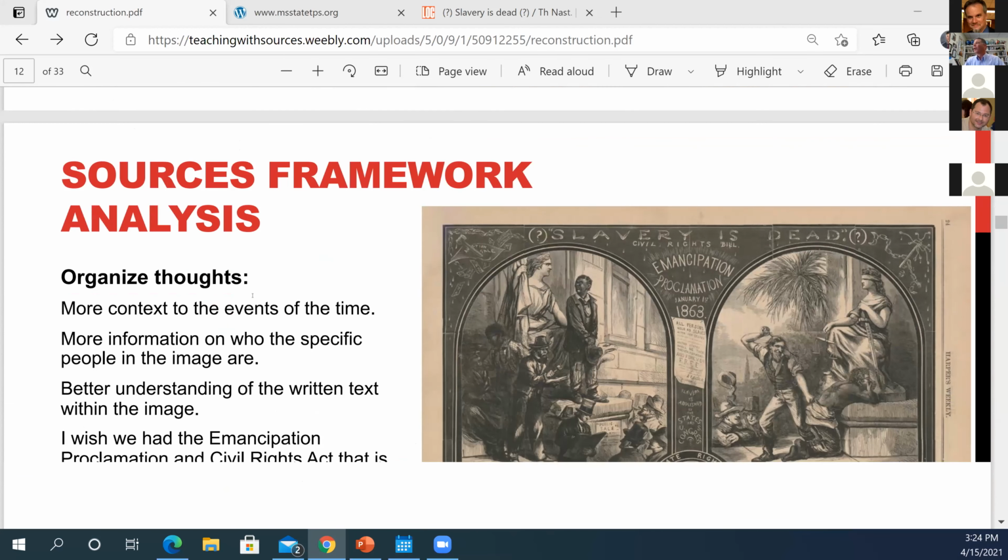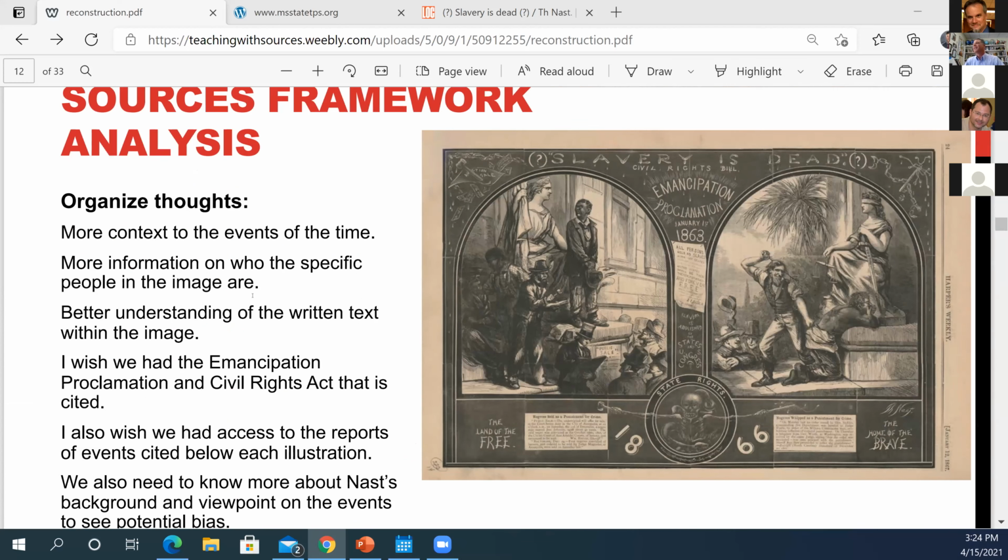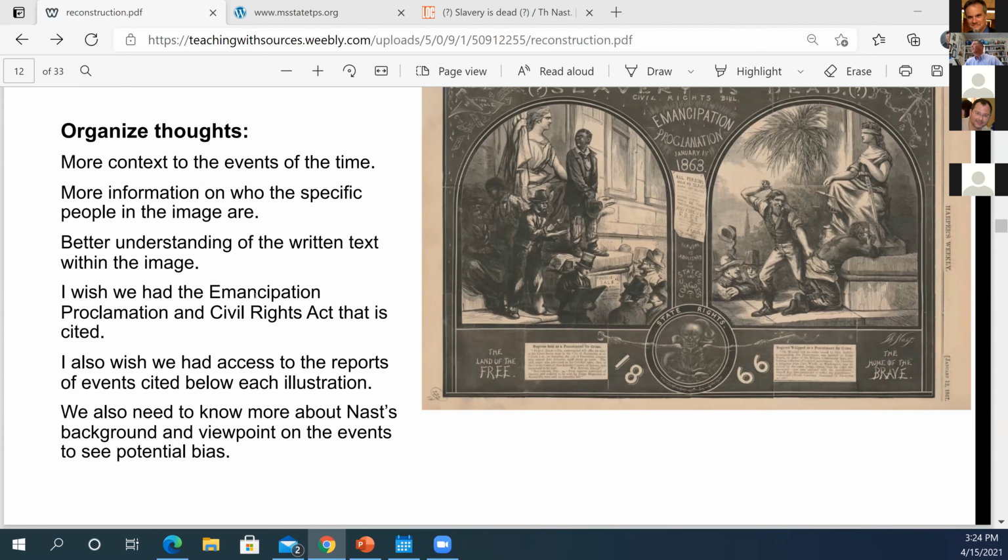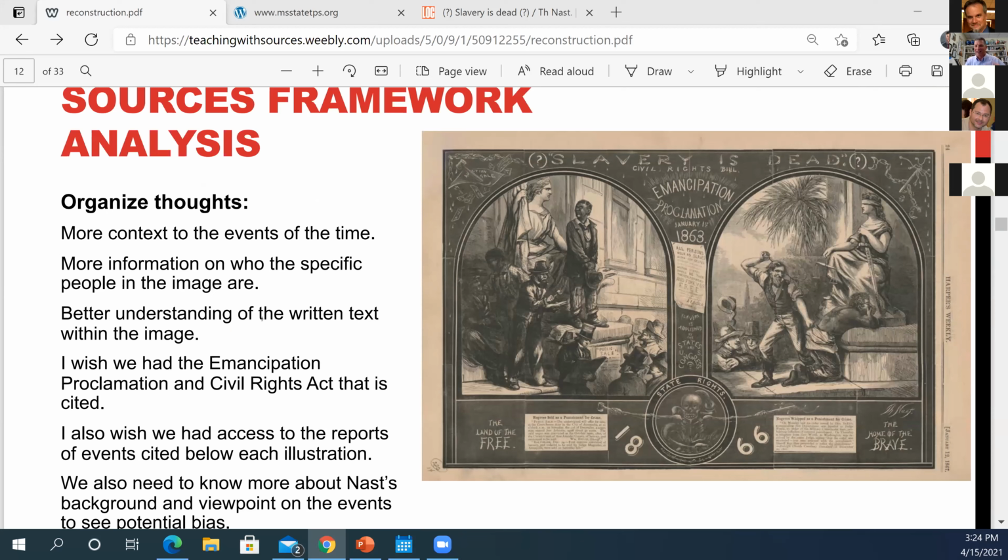The next thing I asked them to do was organize their thoughts. And so they did this. What they wanted was actually the things that Scott was talking about a minute ago. They want more context to the events of the time. And we're going to give that, and we're going to do that in just a minute.